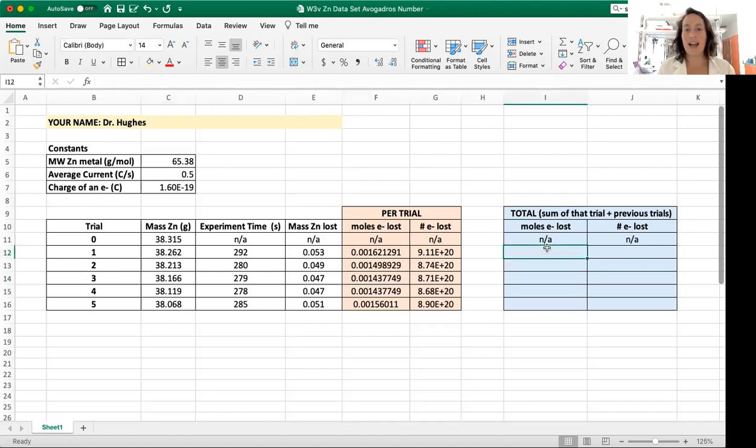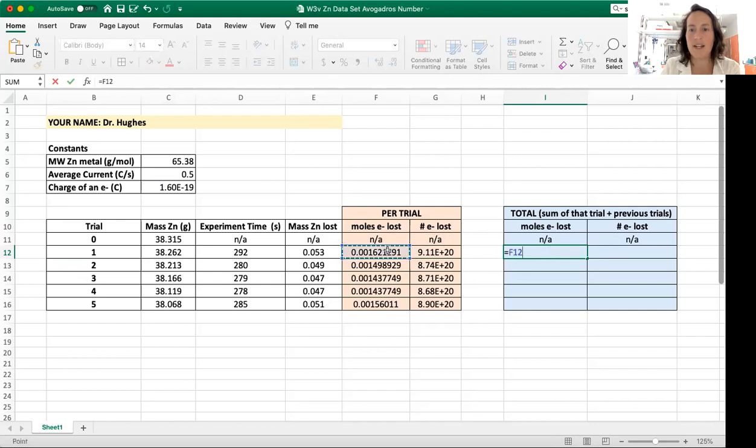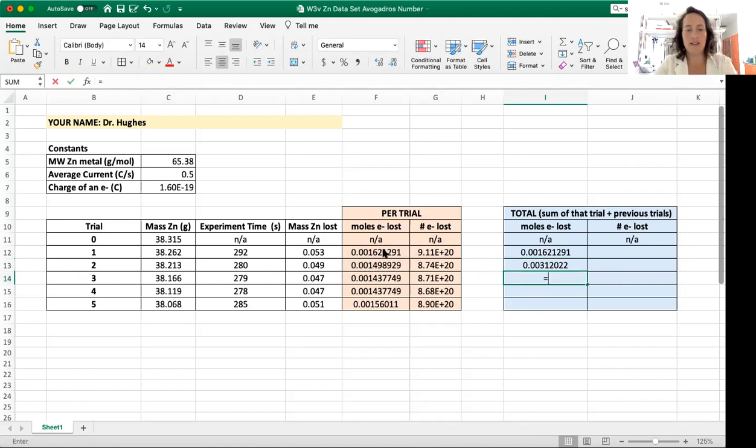But before I can do that, I need to find what the total was after each trial. Okay, these are the values for the individual trials. Now I just need to sum those up. So for the moles of electrons lost, I will say that I want this cell to equal this value right here, right? For the next one, I want this one to equal the sum, so I can type the word sum, of these two right here. This one, I want it to equal the sum of these 3 values right here.